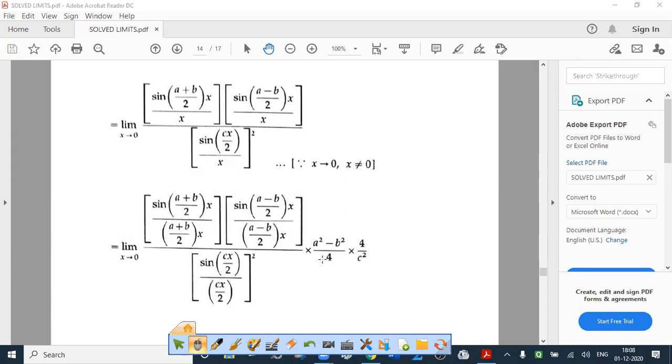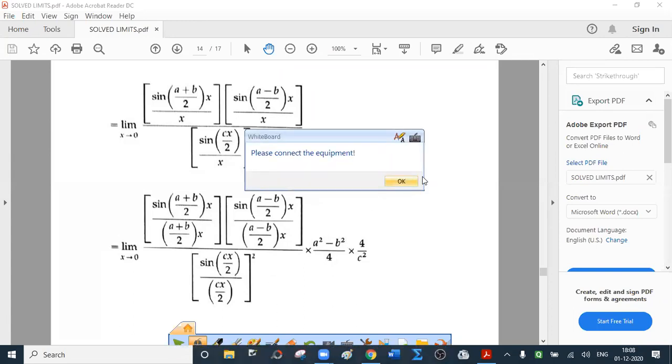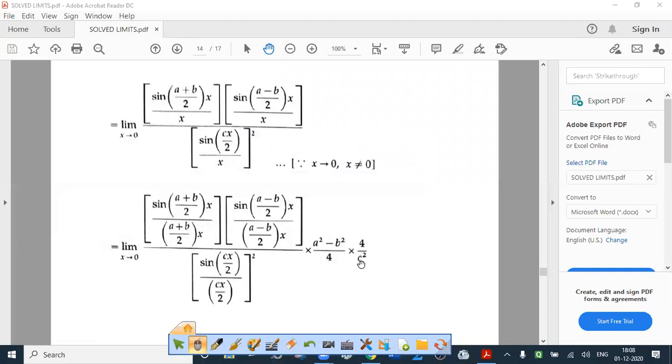That is important. Now, sine cx by 2. Angle must be repeated. So cx by 2. But square is there. So c square x square by 4. We cannot multiply just denominator by this. And therefore we multiply numerator also by c square by 4. But remember, it is 1 upon c square by 4. And that is why 4 upon c square.